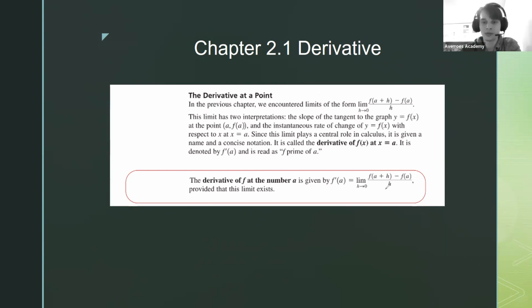Yeah, but now we generalize this case of a limit for an arbitrary point, for any given point, and we denote it as the derivative, because it's going to be our tool to find the function of instantaneous rate of change of any function. Okay, so what does arbitrary mean? Arbitrary means any point in the domain.